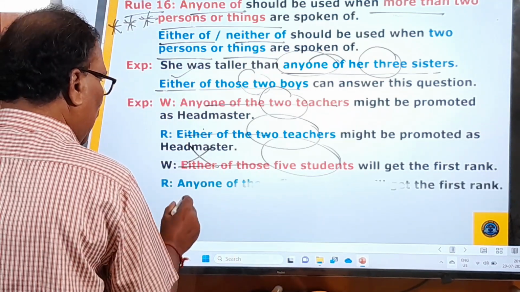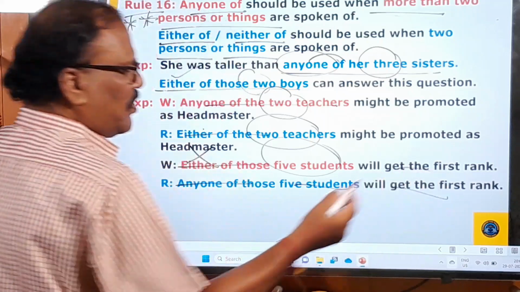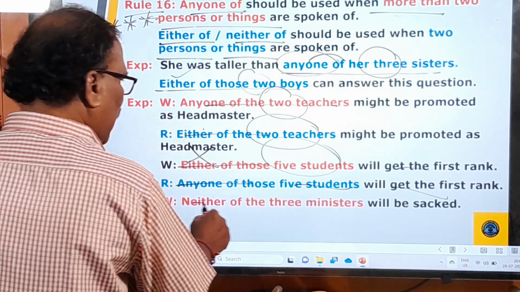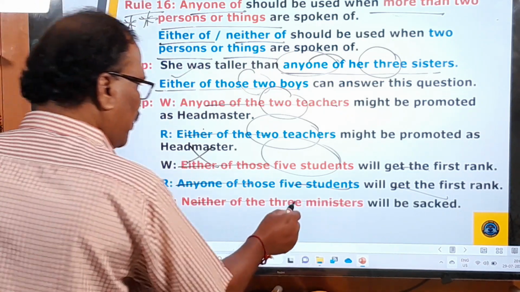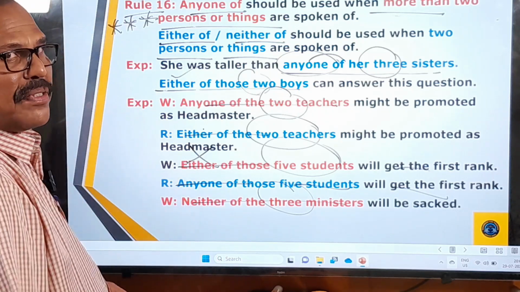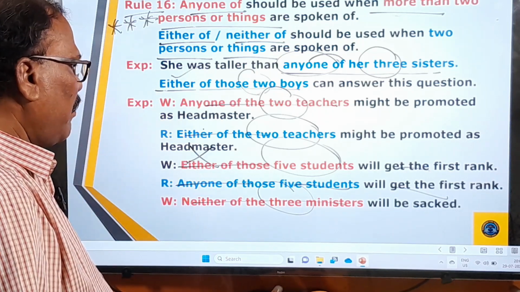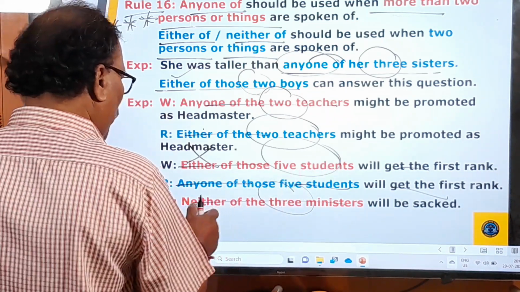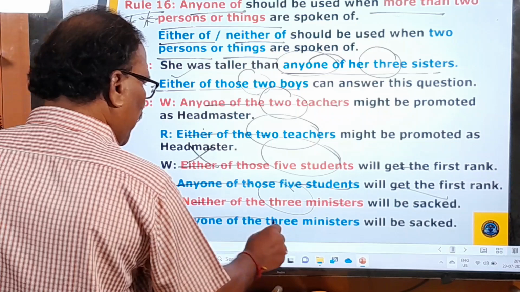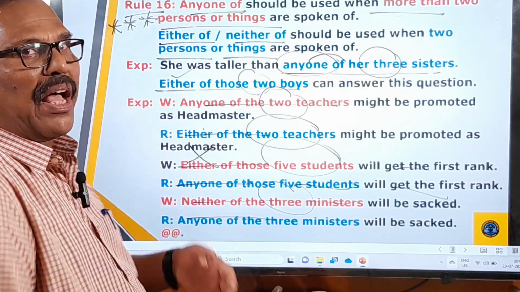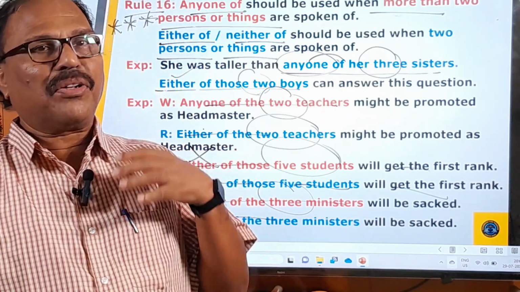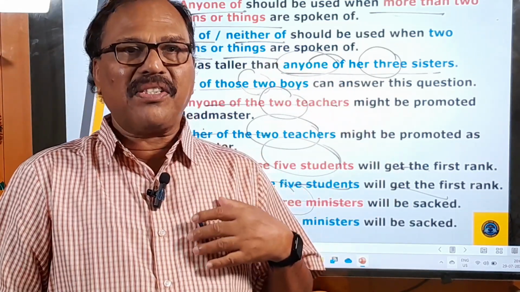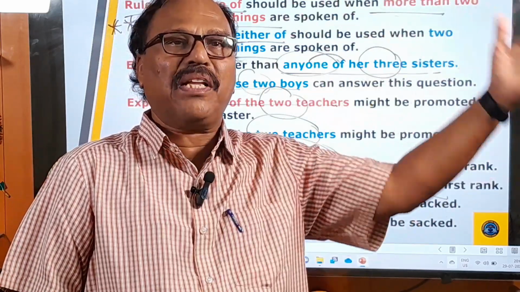Here, any one of those five students will get the first rank. The remaining sentence you understand, so I'm not reading it out. And here one more: "neither of the three ministers". Three ministers are there, but "neither of" is used. Neither of the three ministers will be sacked, removed from the ministry, whatever the sentence may be. Here it should be "any one of the three ministers will be sacked". So in this way, "either of" and "neither of" are used with two persons, things or places, whereas "any one of" is used with more than two persons, places, things.